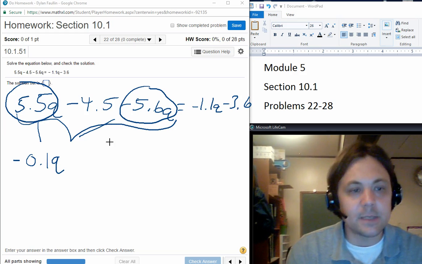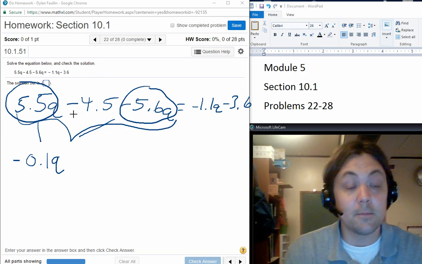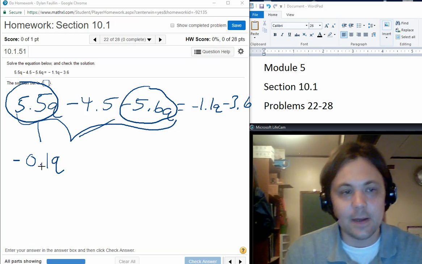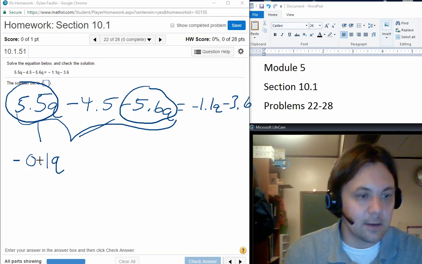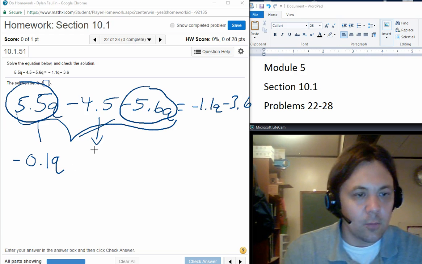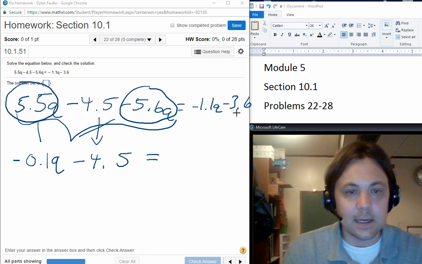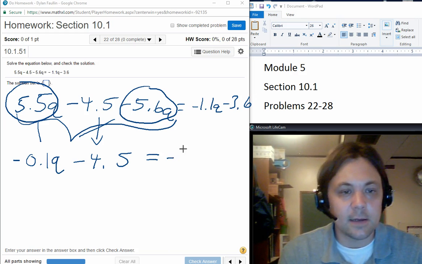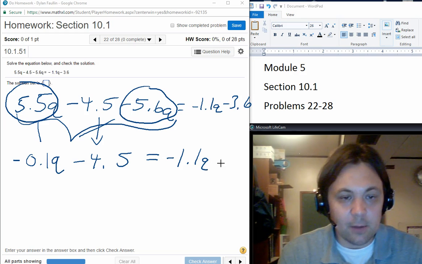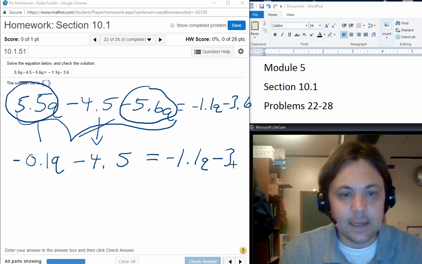We combine them together as if the minus 4.5 is not even there. So 5.5q minus 5.6q is negative 0.1q. We'll just copy down the minus 4.5 because it's not doing anything, and we'll copy down the equal sign. There's nothing to simplify on the right-hand side, but if there was, we would go ahead and do that now as well. So since there's nothing to simplify, we'll just copy this down: negative 1.1q minus 3.6.